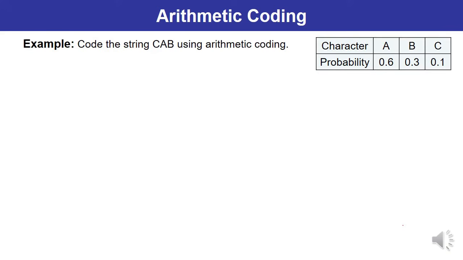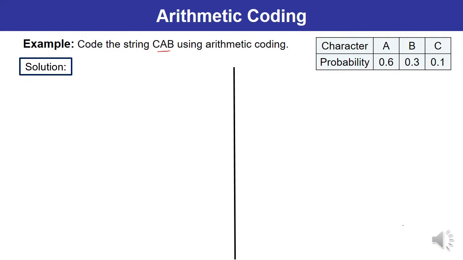Moving ahead, the example is: code the string CAB using arithmetic coding. See, here three characters have been given, A, B, C, and their associated probability. The probability of character A is 0.6, for character B is 0.3, and for C it is 0.1. So now by applying arithmetic coding, you have to code this particular string. So how to proceed? You must note down each and every step.